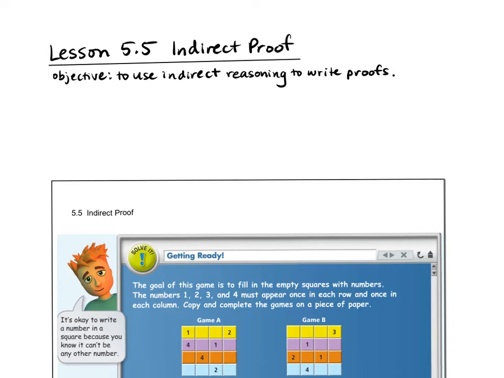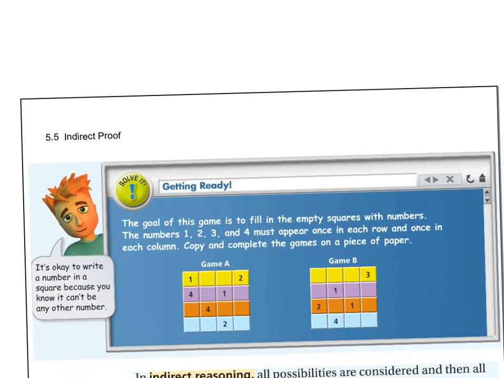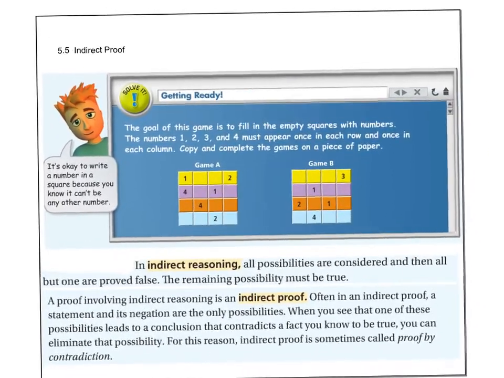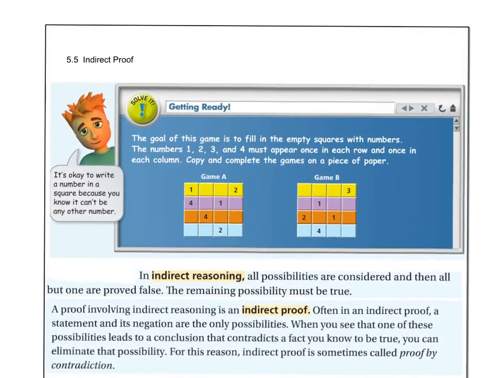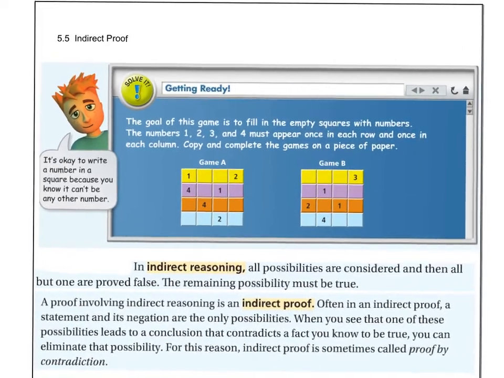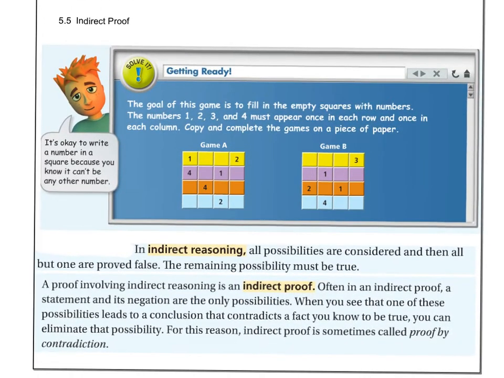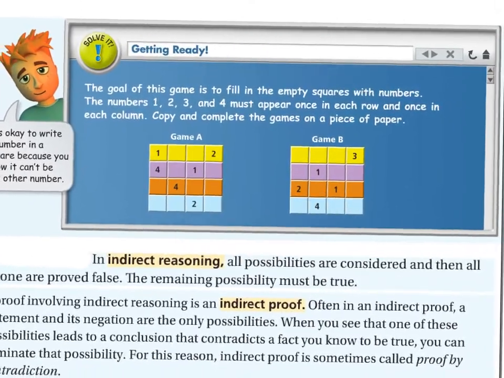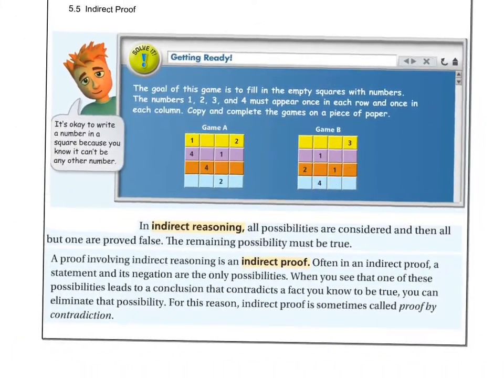Okay, this is the geometry lesson for 5.5, indirect proof. So we're going to use indirect reasoning to write proofs. This is one of my oldest lessons ever, which just takes screen prints from the textbook, but I think it works fine. This is actually the Getting Ready section of the textbook, but this is one of those Sudoku games, which is kind of fun to do.